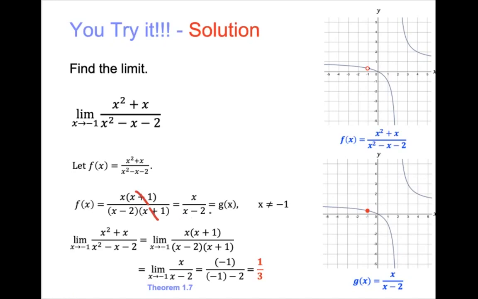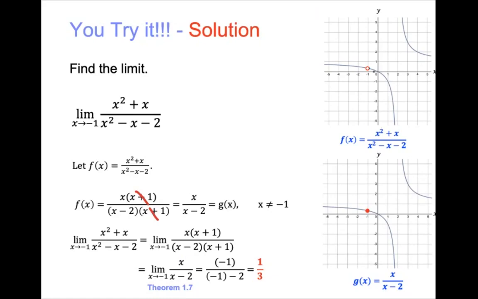And we notice that the only place that g of x is not continuous is at x equals 2. But we're not concerned with x equals 2. We want to know the limit as x approaches -1. So we can go ahead and apply Theorem 1.7, and we can say that the limit as x approaches -1 of f of x is equal to the limit as x approaches -1 of g of x. So the limit as x approaches -1 of x squared plus x over x squared minus x minus 2 is equal to the limit as x approaches -1 of x over x minus 2, which by direct substitution we find to be 1/3.